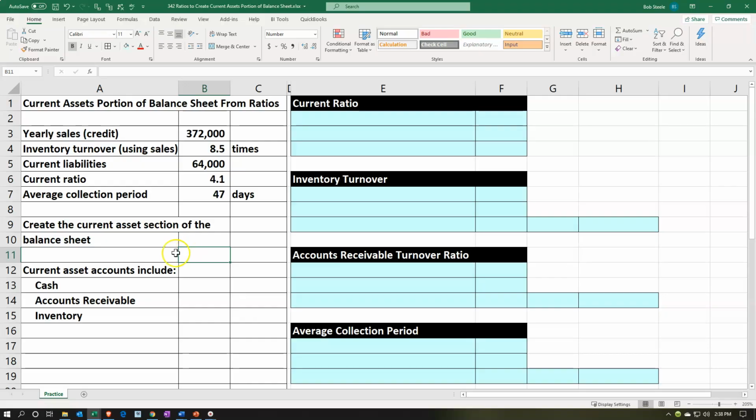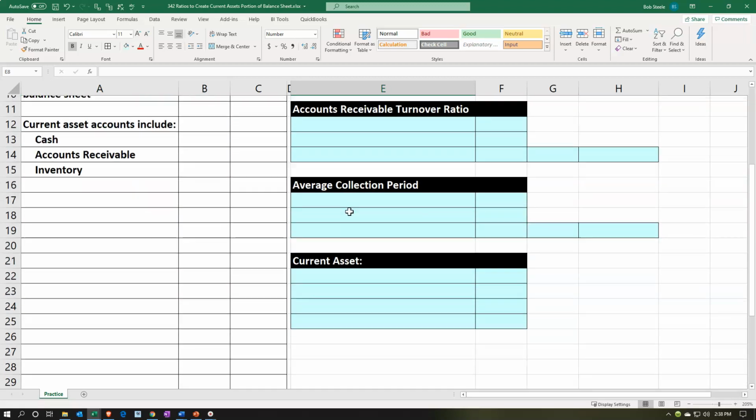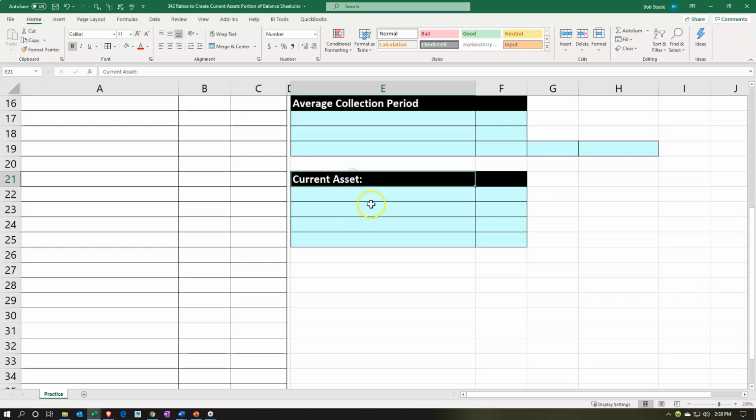Here we are in Excel. We have the information on the left-hand side. We're going to put that into the blue area into our worksheet on the right-hand side. Our primary objective is going to be to create down below the current assets section of the balance sheet.